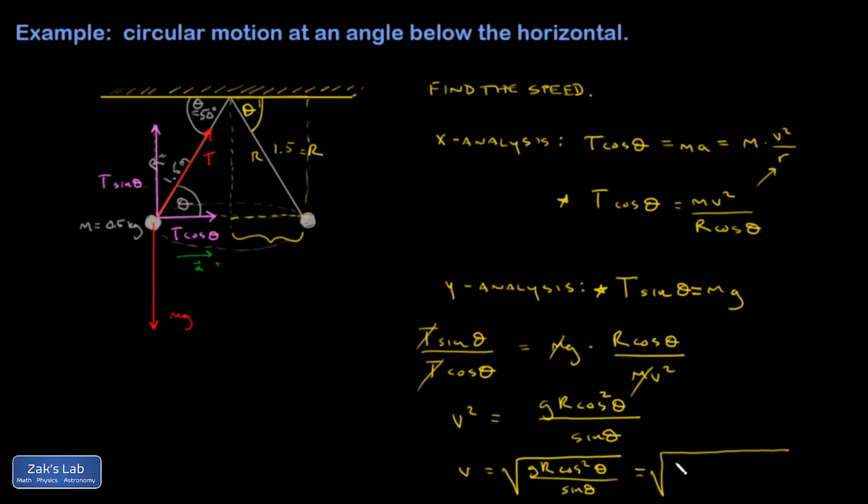And I plug everything in: 9.8, 1.5, cosine squared 50 degrees over the sine of 50 degrees. And I come out with 2.82 meters per second.